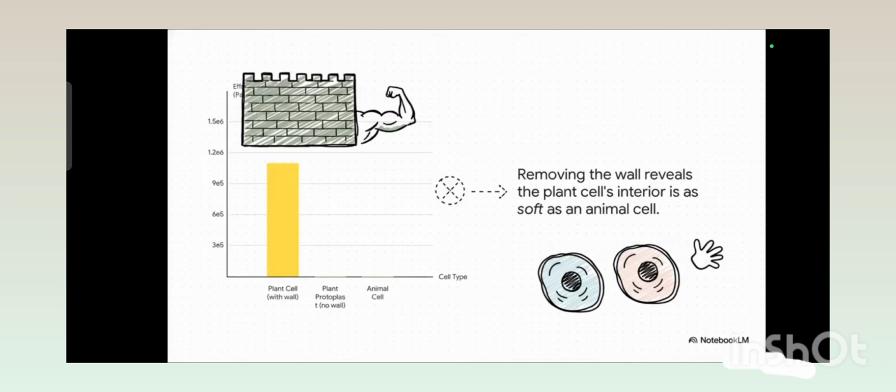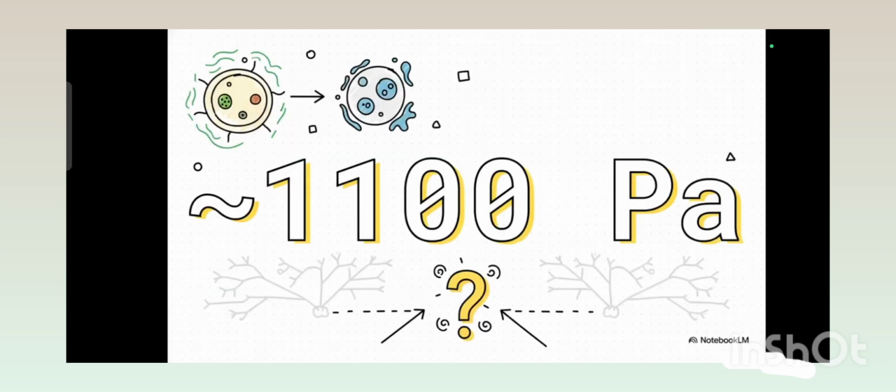That fortress wall was hiding a soft interior that was, mechanically speaking, just like its animal cousin. To put a number on it, the effective rigidity for both the wall-less plant cell and the animal cell was right around 1100 pascals. I mean, think about that. After billions of years of evolving on completely separate paths, the basic mechanical core of their cells turned out to be the same. This wasn't just a coincidence.